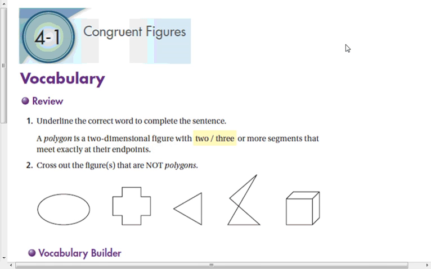Hey students, this is lesson 4.1. In this lesson, we're going to learn how to identify congruent figures and what parts of those are congruent. Go ahead and do this review. I'll check back with you.